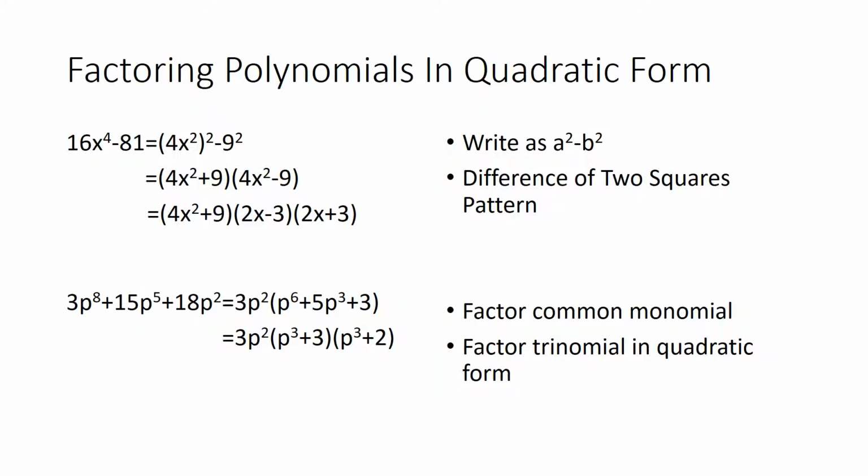Next we'll do 3p to the eighth plus 15p to the fifth plus 18p to the second. We'll factor a common monomial and get 3p squared times p to the sixth plus 5p cubed plus 6, and we'll factor the trinomial in quadratic form and get 3p squared times p to the third plus 3 in parentheses times p to the third plus 2.